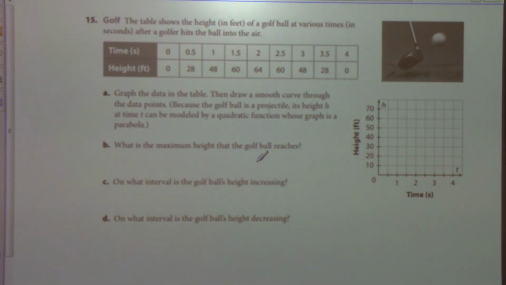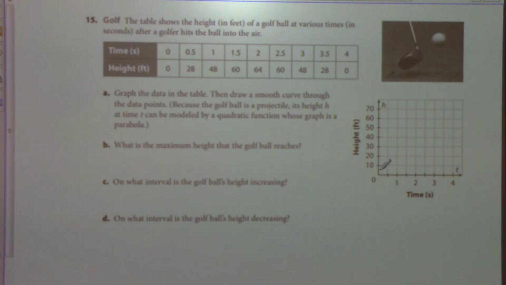Okay, 15, we get to golf. The table shows the height in feet of a ball at various times in seconds. So how would we do this one here? Graph the data in the table. Well, we already have a table. So is this one going to be easier than the other ones we looked at on 13, 14? Yeah.